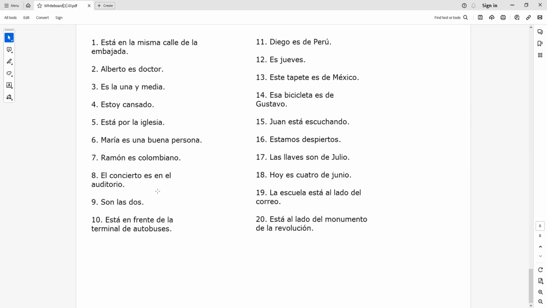So number 11, we selected ser because it is origin. Number 12, time or date. Number 13, origin. Number 14, origin. Number 15, action. Number 16, condition. Number 17, origin. Number 18, date. Number 19, location. And number 20, location or position. So I hope that you did well in this activity.